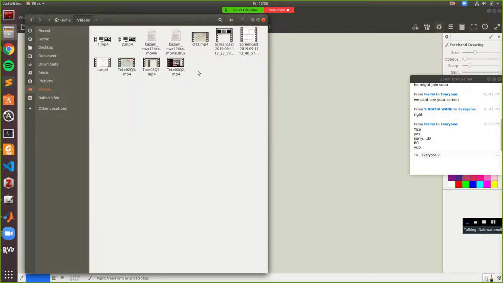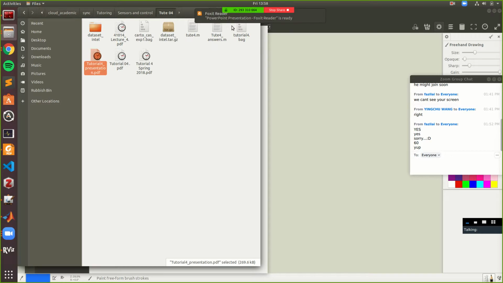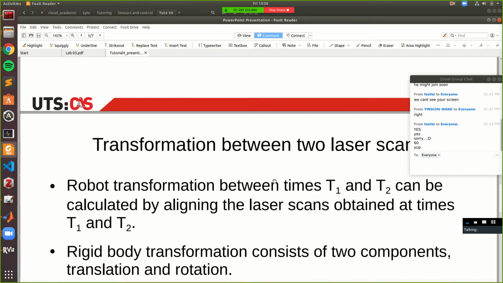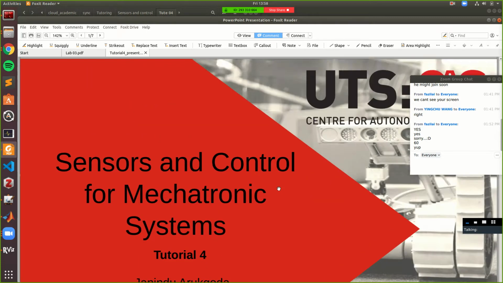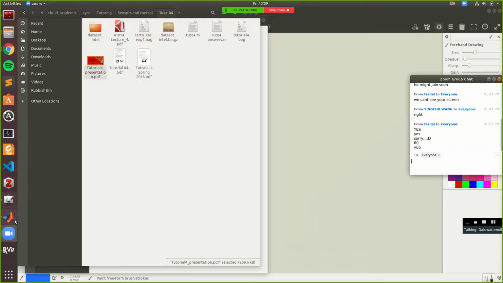actually I might have a PDF that might explain it a bit better. Give me a sec. Okay, not really. Sorry about that. Anyways, I hope it's clear.